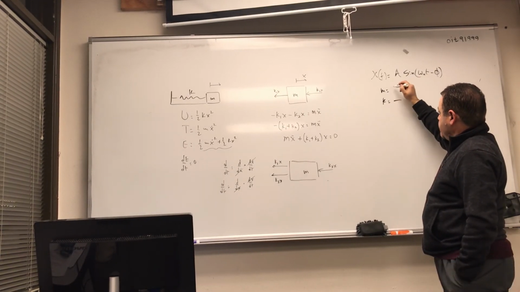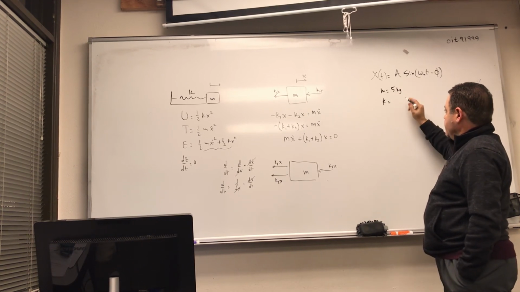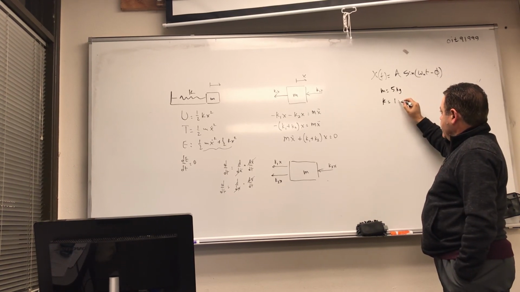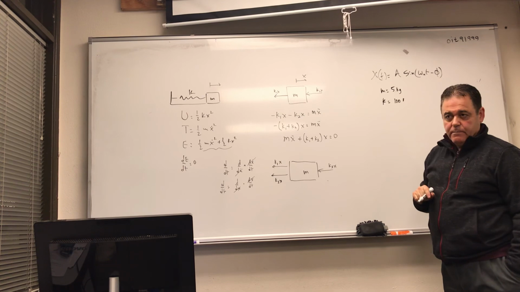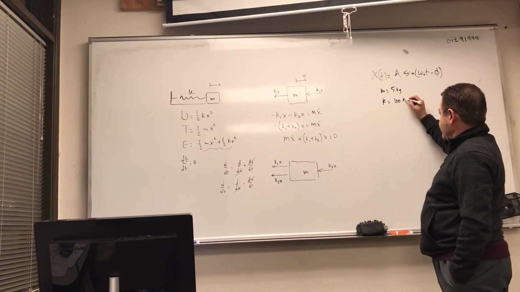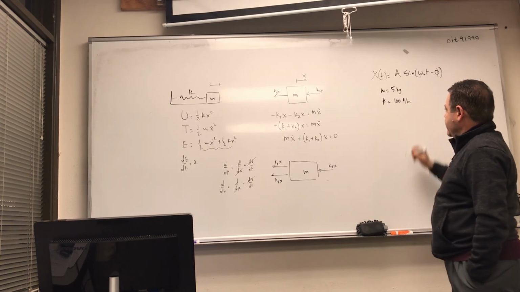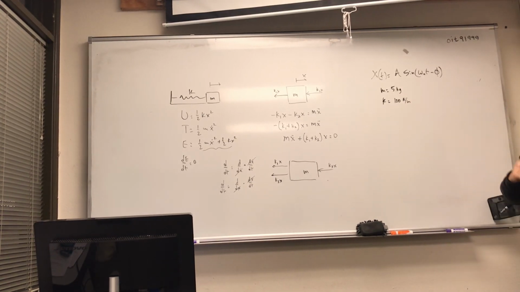Mass equals 5 kilograms, right? K is equal to maybe 100. What is the unit of k, by the way? Newtons per meter. Of course, these numbers are stupid, but it's okay. We're just doing some stuff.